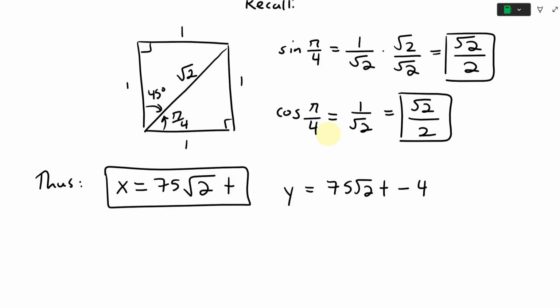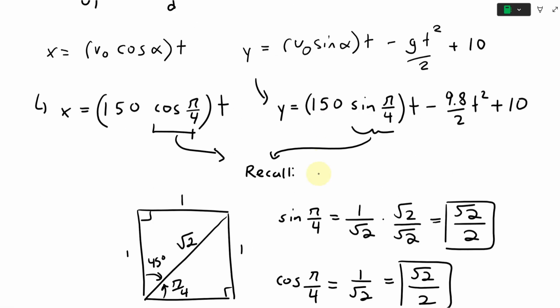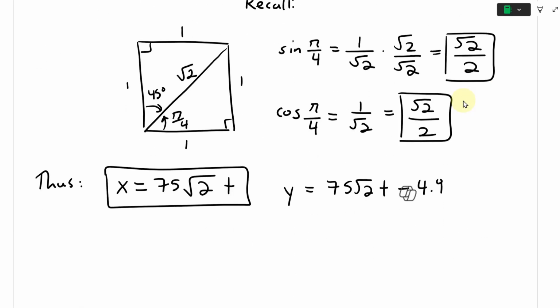That's just 4.9. So again, 9.8 divided by 2. Think of it, imagine it was 100. 100 divided by 2 is 50, but there's a 98, so 98 divided by 2 is going to be 49. Then put the dot there, so 4.9. All right, so 4.9 t squared, and then plus 10.